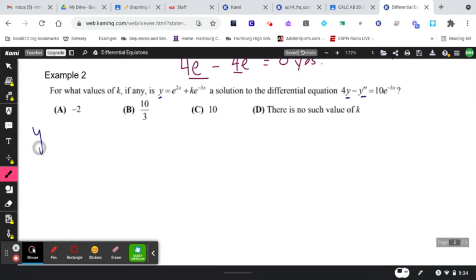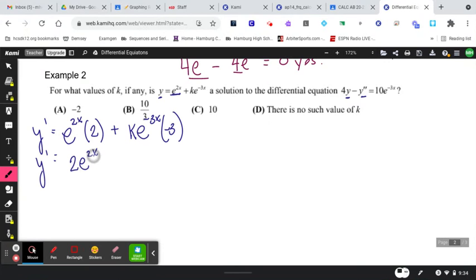So let's see. Let's first go get y prime. So if I have e to the 2x, that's e to the u times the du, plus leave the coefficient, e to the u times the du. And I'm going to clean that up, of course, so it looks a little nicer. That's 2e to the 2x minus 3k e to the negative 3x.